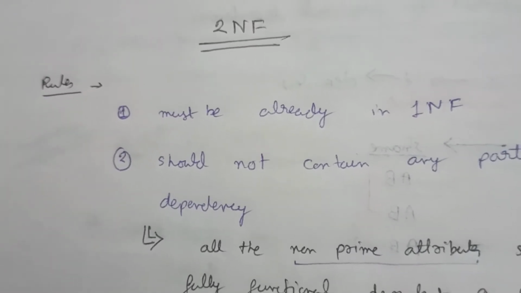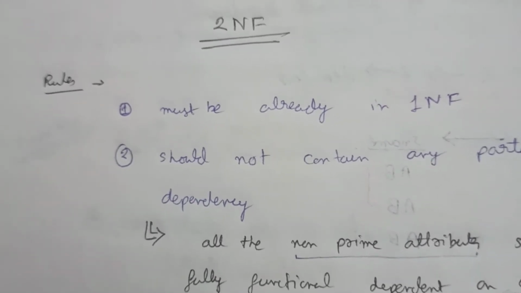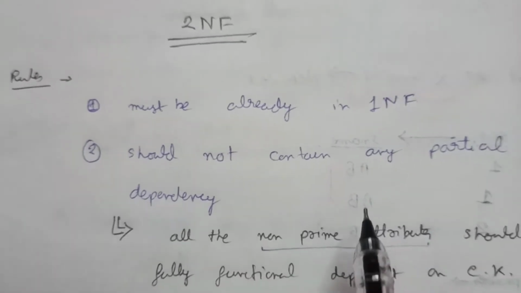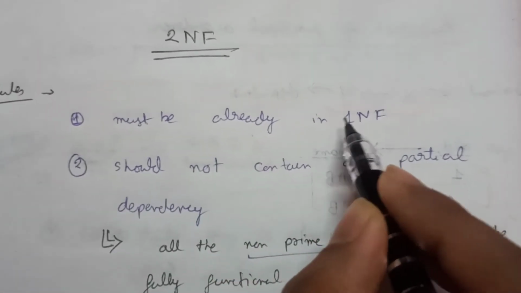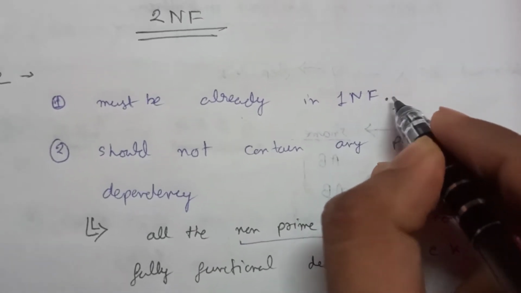Today we are going to learn about second normal form, or 2NF. So what are the rules to be in 2NF? The rules are that a relation must already be in first normal form. The relation must always be in first normal form.